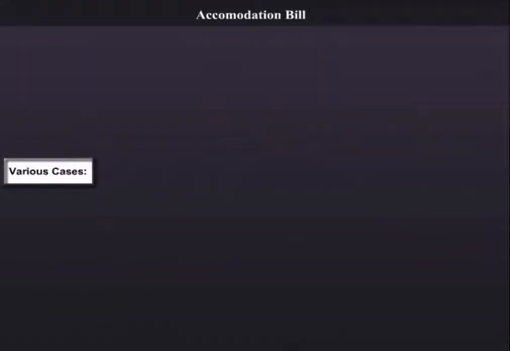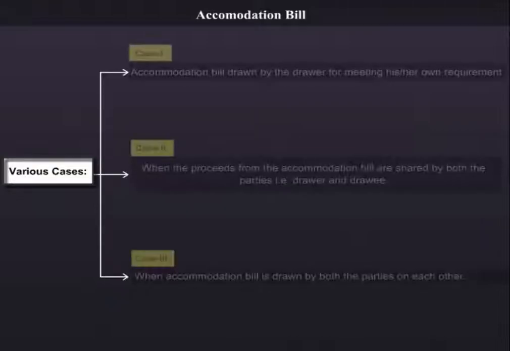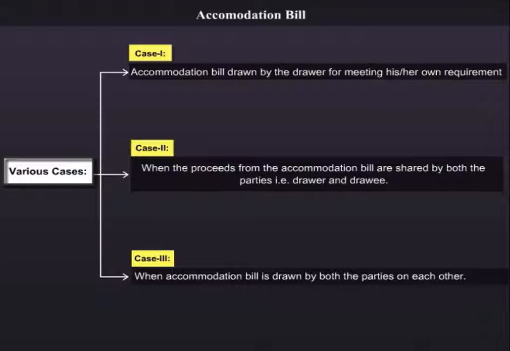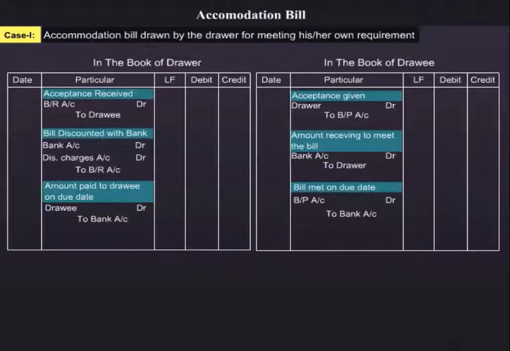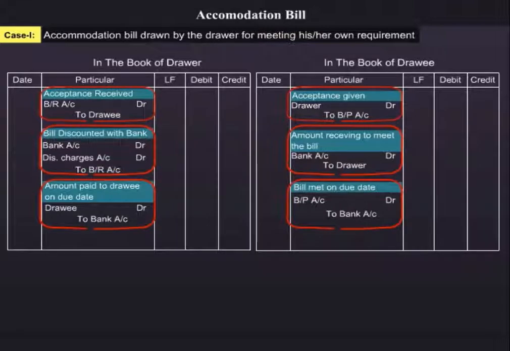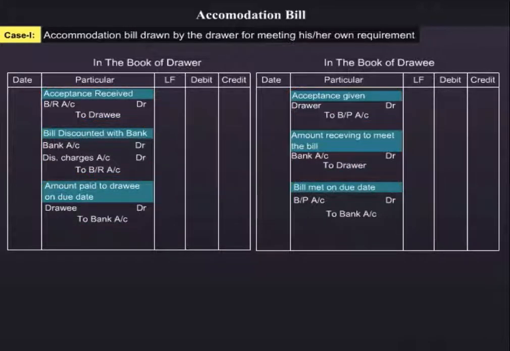Now, let's move on to discuss the various cases of accommodation bills. As such, these are the three cases. We will now understand them one by one briefly. Let's first have the case 1. In this case, generally, the bill proceeds are used wholly by the drawer, only to meet his or her own requirement. Let's quickly go through the journal entries in this case. If you just have a mere glance, you will say, well, all these entries are exactly those that we learnt in the previous lessons. Thus, there is hardly any difference in terms of accounting treatment in this scenario.